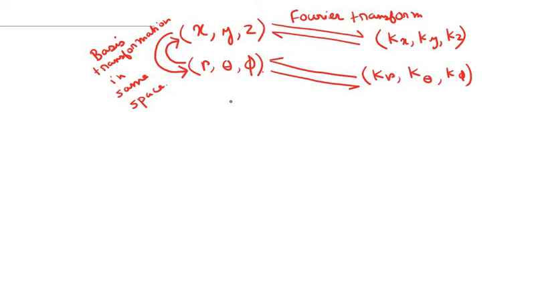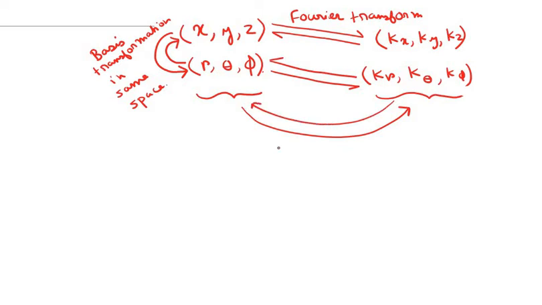So these two are representations of the same function in different spaces. This basically represents a basis transformation between different spaces. One is the kx, ky, kz space, which in the case of wave functions is known as the momentum space, and one is the xyz space, which is basically the real space. So, basis transformation in different space.